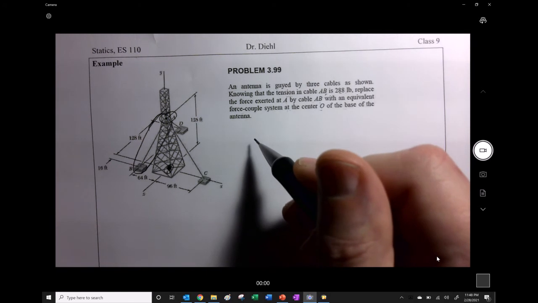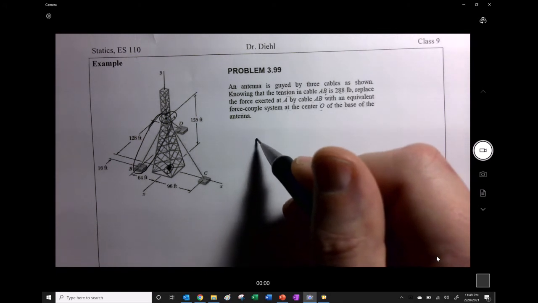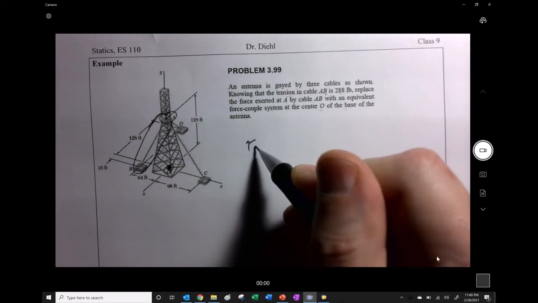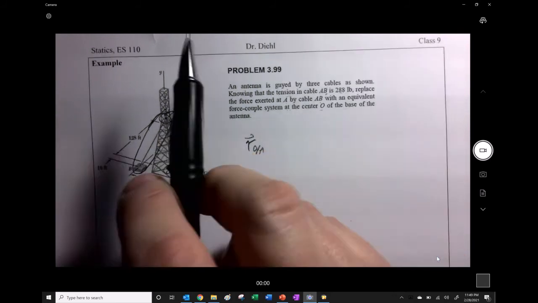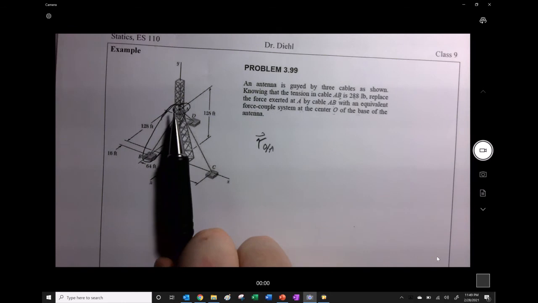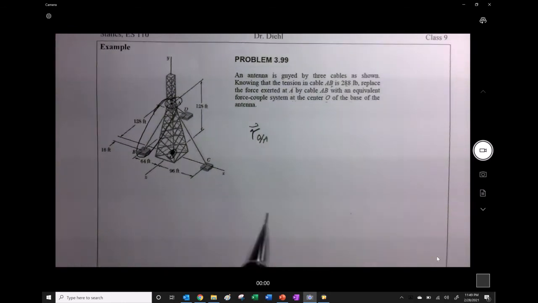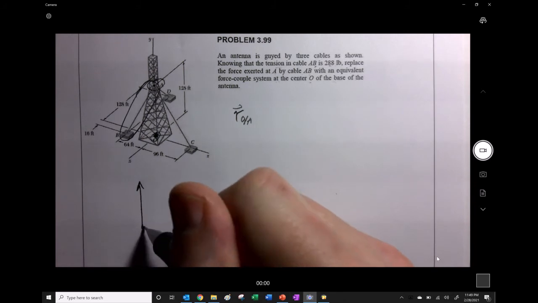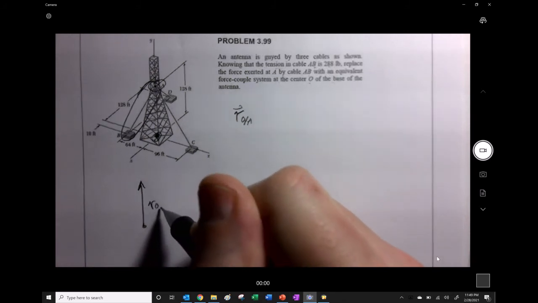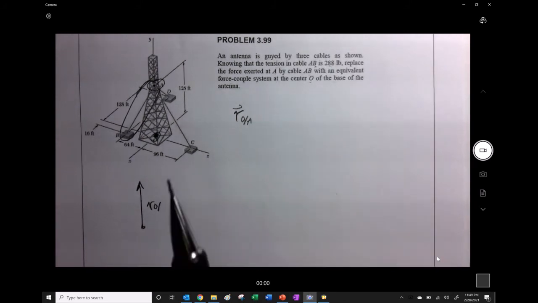So first off, I'm going to get my position vector ROA. That's going to be from here to there. That's going to be the moment arm. So if we were going to draw this thing over to the side, just to isolate it, here is that R of A with respect to O.